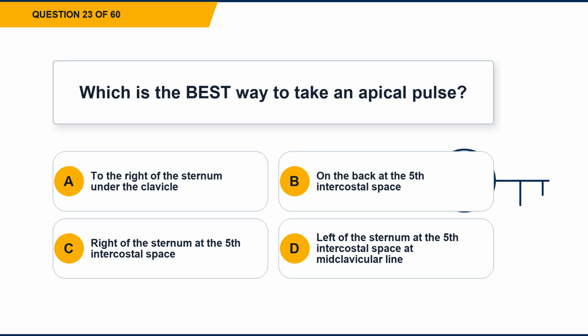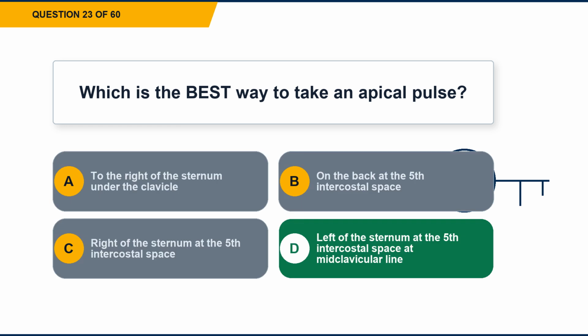Question 23. Which is the best way to take an apical pulse? Option A, to the right of the sternum under the clavicle. Option B, on the back at the 5th intercostal space. Option C, right of the sternum at the 5th intercostal space. Option D, left of the sternum at the fifth intercostal space at mid-clavicular line. The correct answer is option D, left of the sternum at the fifth intercostal space at mid-clavicular line.